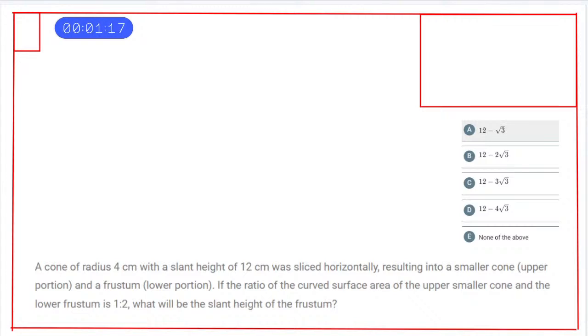A cone of radius 4 cm with a slant height of 12 was sliced horizontally, resulting in a smaller cone, the upper portion, and a frustum, the lower portion. If the ratio of CSA of the upper cone and the frustum is 1:2, what is the slant height?